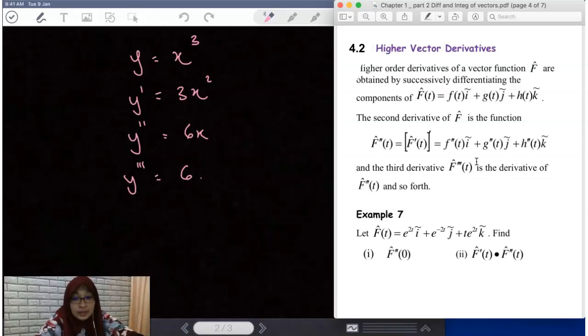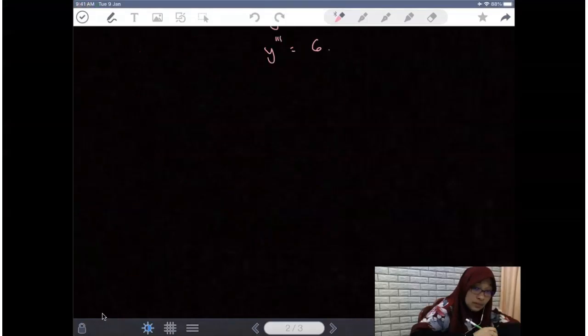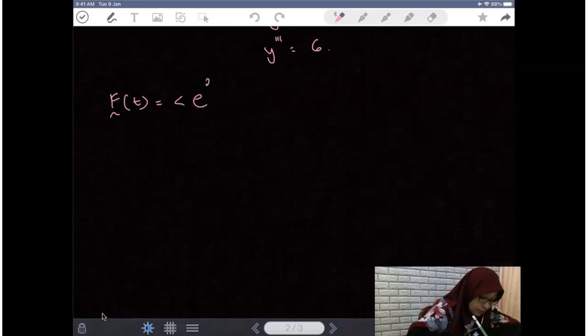for each component. Okay, so now we have Example 7. You're given a vector function f. Now we have to find the second order derivative when t is equal to 0, and the dot product between f prime and f double prime. The vector function f in terms of t is given by e to the power of 2t, e to the power of minus 2t, and then t multiplied by e to the power of 2t.